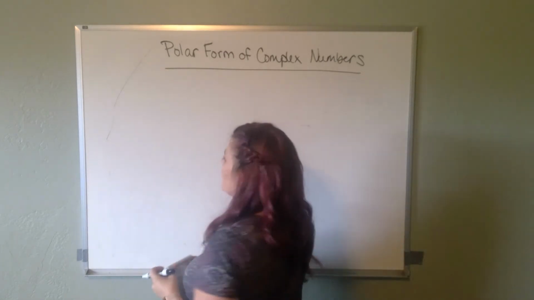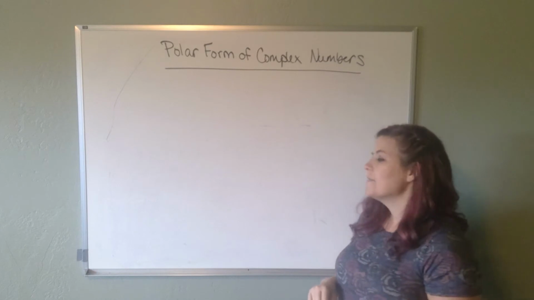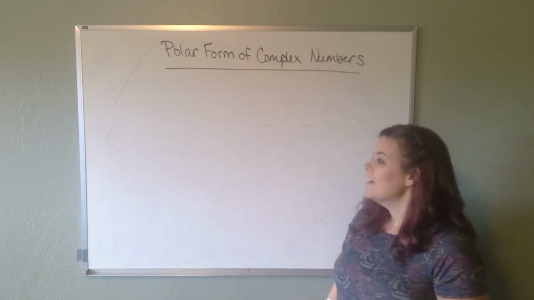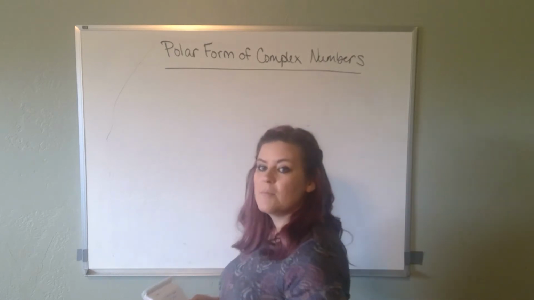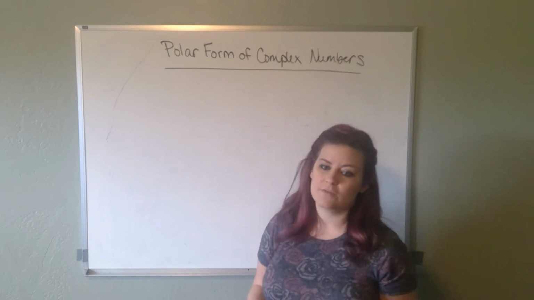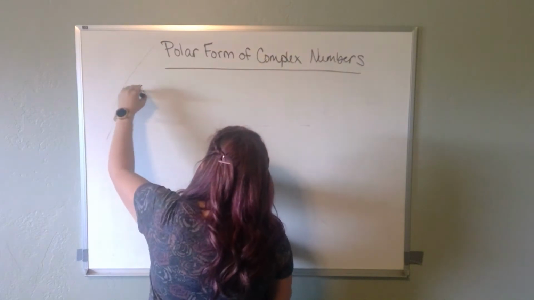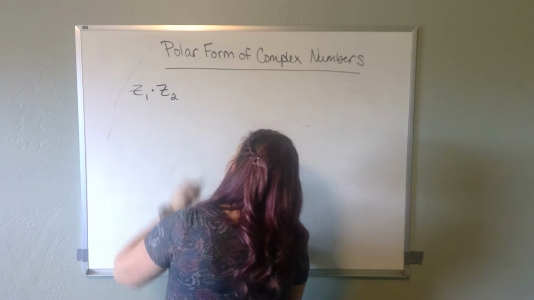So one thing that's nice about the polar form of complex numbers, because you might be wondering, why would you ever write it in polar form, right? I mean, it looks a lot more complicated. But there are some nice operations that you can do in polar form that are a lot harder in rectangular form. So one thing I want to do is I want to talk about multiplying two complex numbers together.